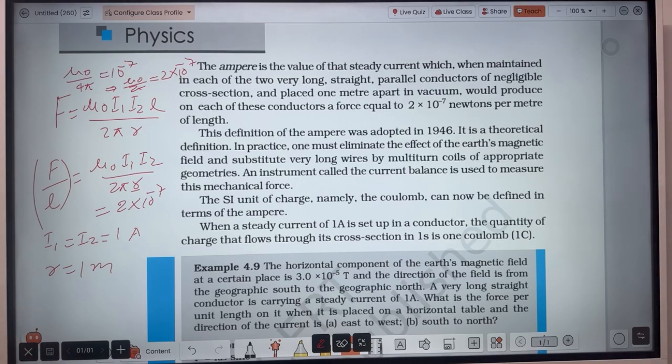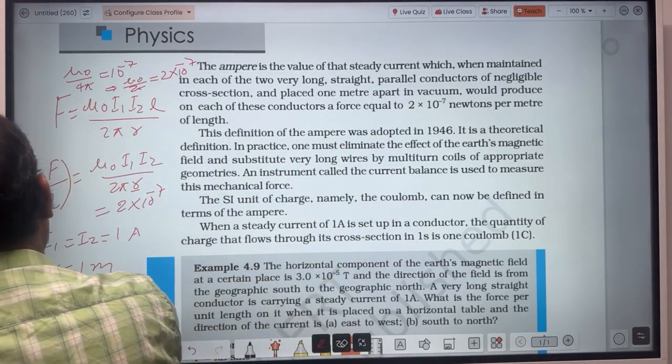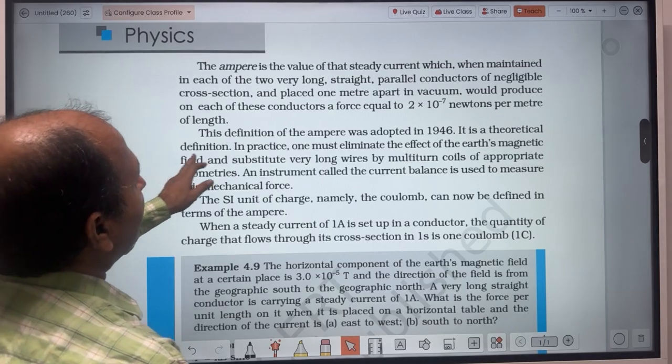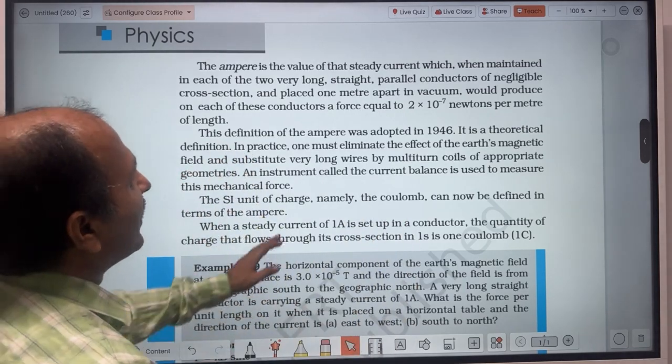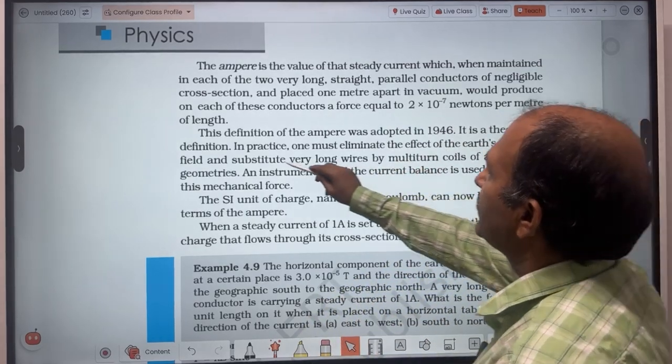So we can say if there are two conductors and the force between them is 2 into 10 power minus 7 Newton per meter and they contain equal current, in that case we can say that their currents are 1 ampere each. So this definition is used to define the ampere, and you have understood. This definition of the ampere was adopted in 1946. It is a theoretical definition.